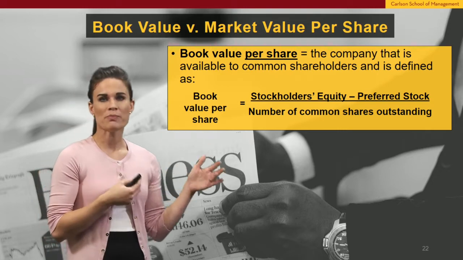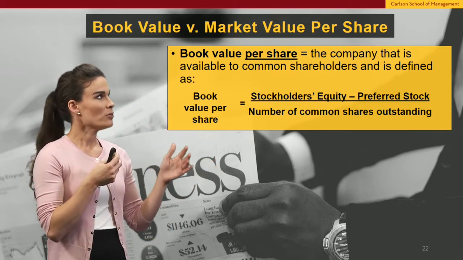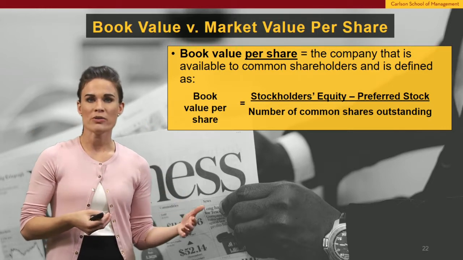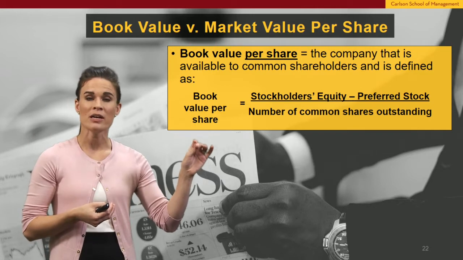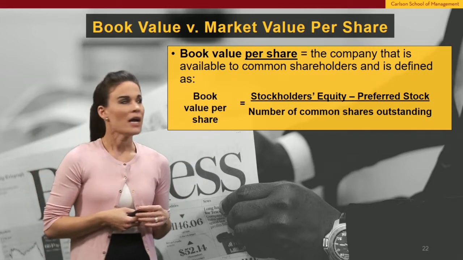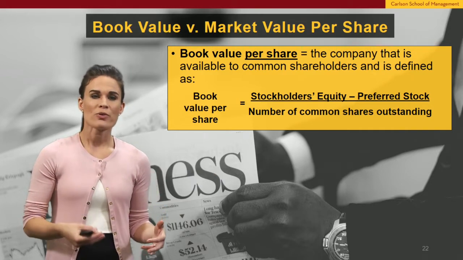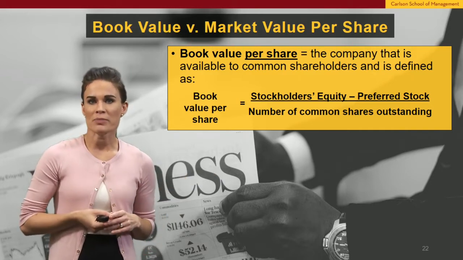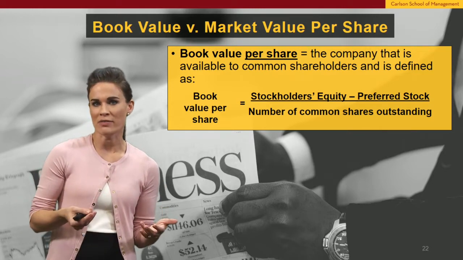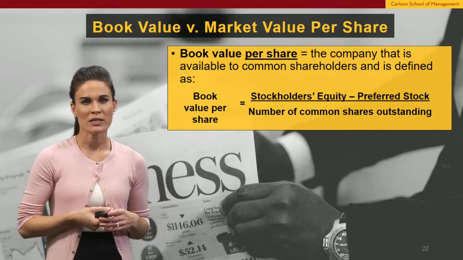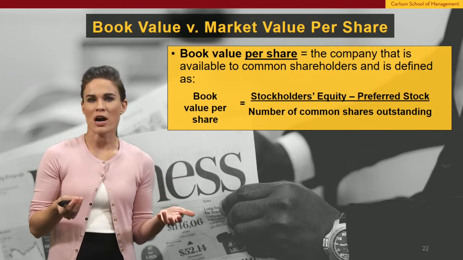So when we calculate book value per share, what I'm looking at is the company's book value per share available to their common shareholders. So how I'm going to calculate that is by looking at the stockholders' equity on the company's balance sheet, and I'm going to subtract out the value of any preferred stock. So remember that when I look at preferred stock on a company's balance sheet, companies can issue preferred stock and it has a guaranteed dividend rate or rate of return attached to it. But those shareholders are different than your common shareholders.